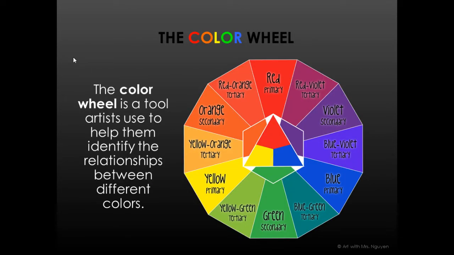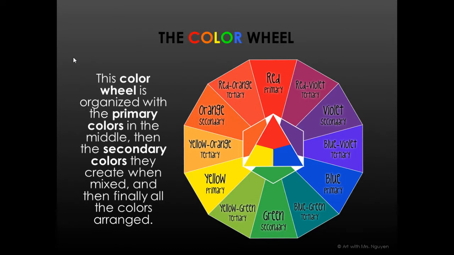You guys are familiar with this. This is a really handy tool called the color wheel, and it is used to help identify relationships between different colors. It's organized with the 3 primary colors in the middle. You see them here in this triangle. And then the secondary colors that they create when mixed. So you can see here, these extra little arrows are the secondary colors. And then finally, with the tertiary colors, so the colors you get when you mix a primary plus a secondary, we get this really beautiful rainbow of a color wheel.